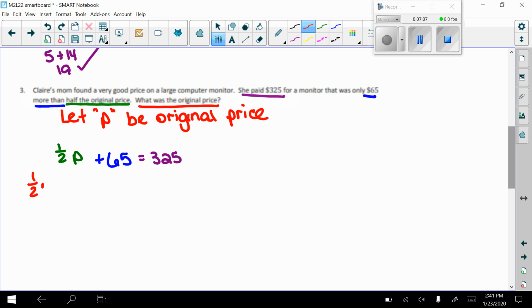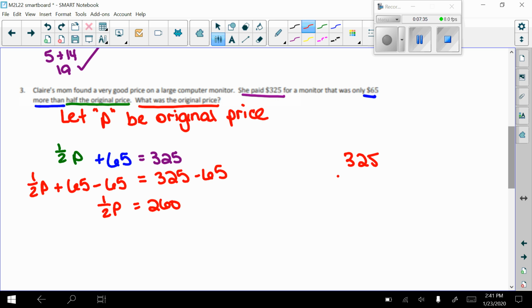So I'm going to write 1/2 P plus 65 minus 65. So that's how I'm going to get to 0, is 65 minus 65. And because I subtracted 65 on the left, I need to subtract 65 on the right. And that leaves me with 1/2 P equals 260. Right, if I do it on the side, 325 minus 65 is 260.